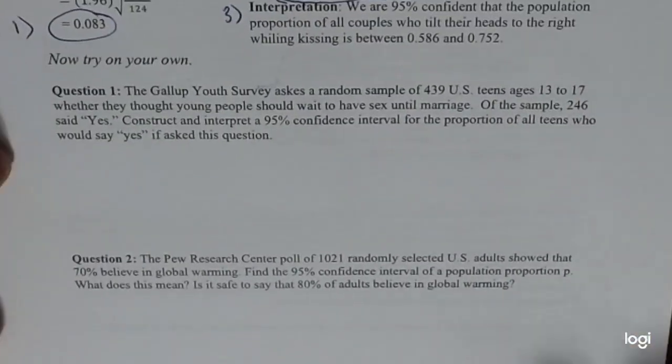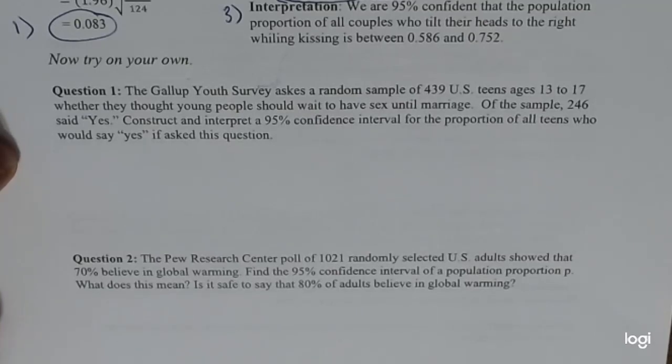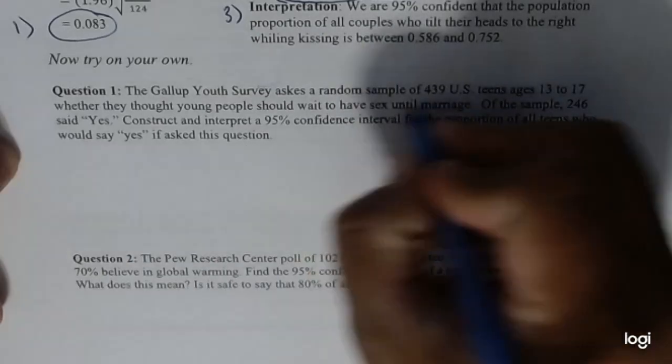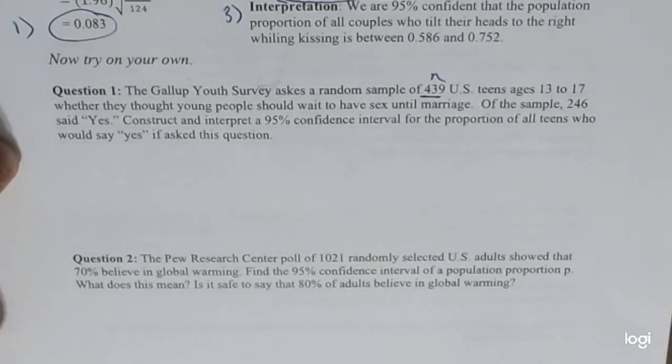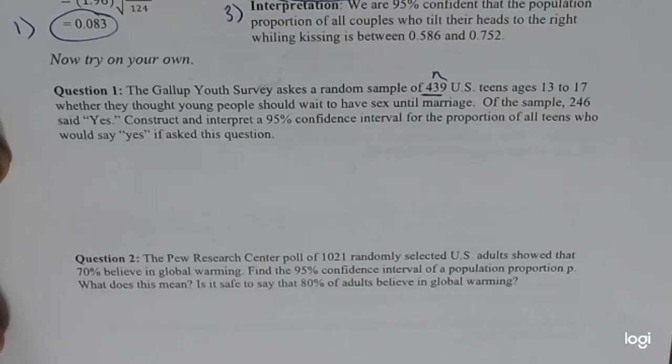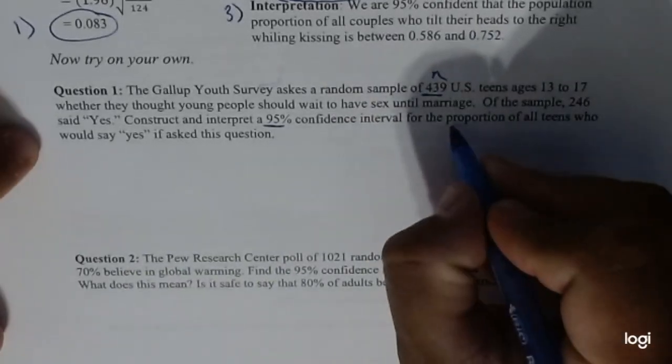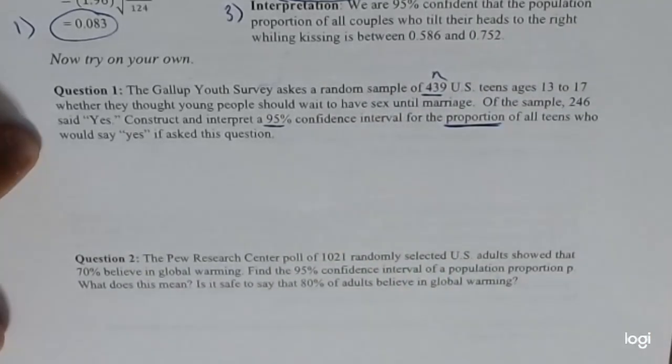Okay, all right, so now let's actually try one. Question one says, a Gallup Youth Survey asked a random sample of 439 U.S. teens, so random sample, I know that's going to be n, our sample, U.S. teens ages 13 to 17, whether they thought young people should wait to have sex until marriage. Of the sample, 246 said yes. Construct and interpret a 95% confidence interval for the population proportion of all teens who would say yes if asked this question.